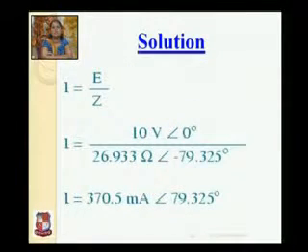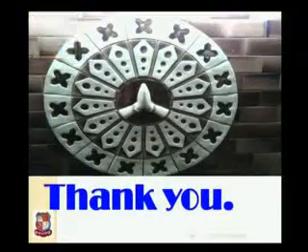So I is equal to E by Z, voltage is given which is 10 volt, angle is 0, value of Z is known, it is 26.93 and angle is minus 79.329. So make the division of these two, 10 divided by 26.933, so your answer is 370.5 into 10 raised to minus 3. And 0 minus minus 79, so your angle is plus 79. So your answer is 375 milliampere, angle 79.325.